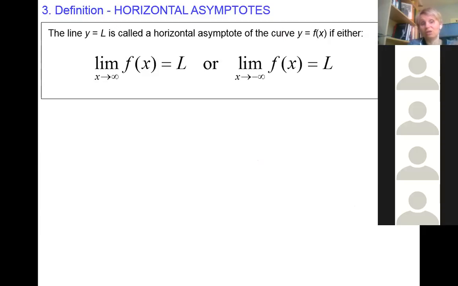And then just the conclusion using these symbols. If the limit at infinity is L, we will call this line y equals L a horizontal asymptote. It's a horizontal asymptote if that limit is a finite number L. Okay, that's what we will do.